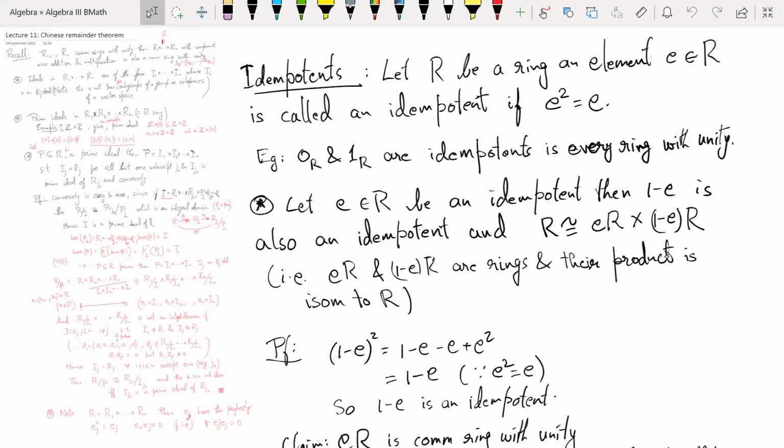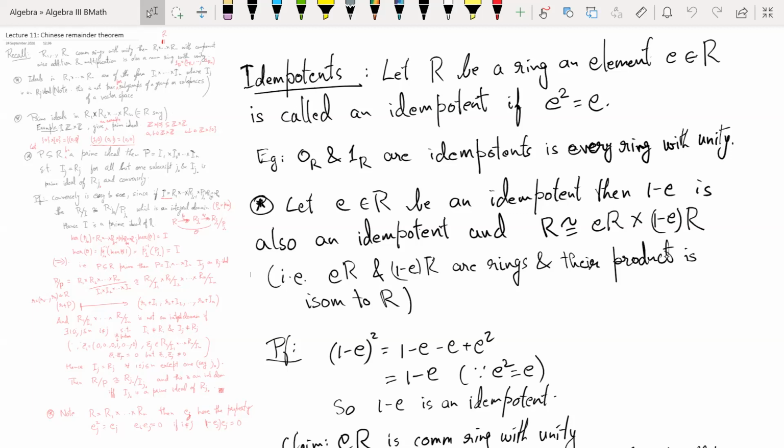One is the 0. So 0 is always an idempotent, 0 square is 0. And 1. These are always there. So every ring has at least two idempotents. And in fact, one can show that an integral domain can have only two idempotents, can't have more. That is the argument sort of given here. If it has some other idempotent E, then you'll get E times 1 minus E will be 0.